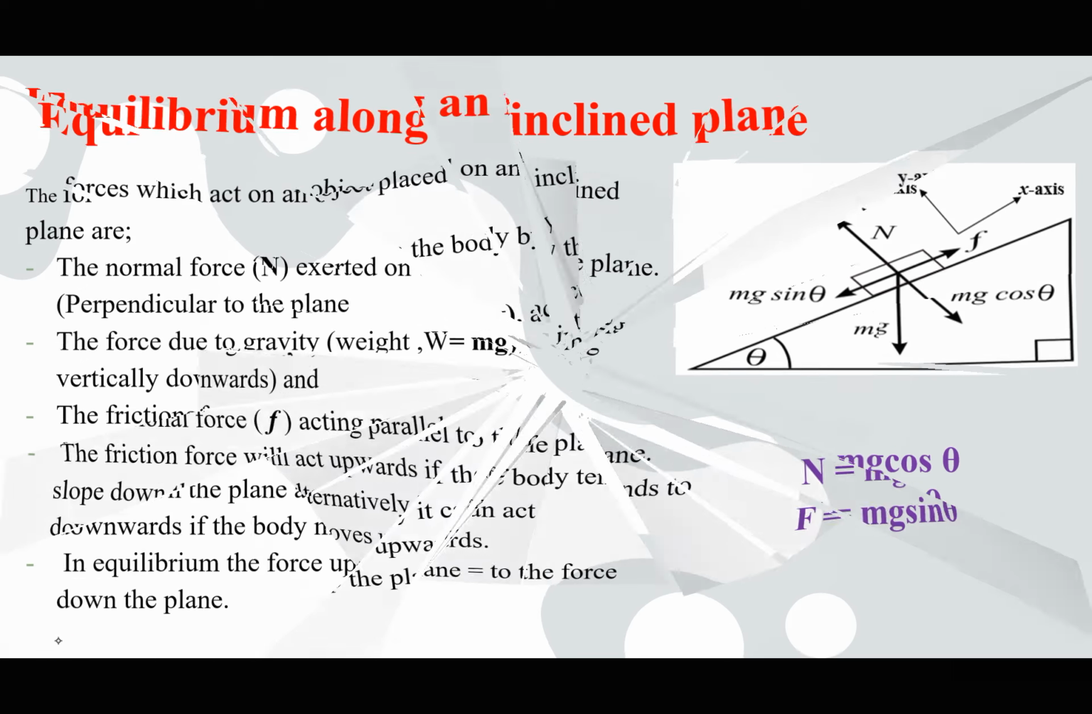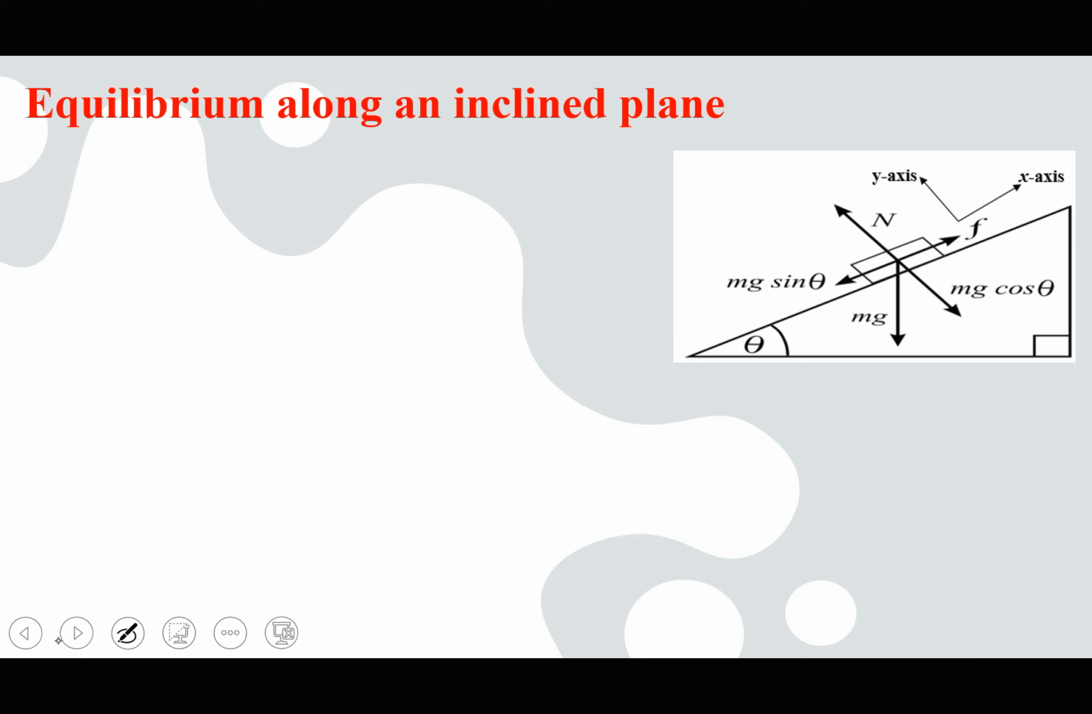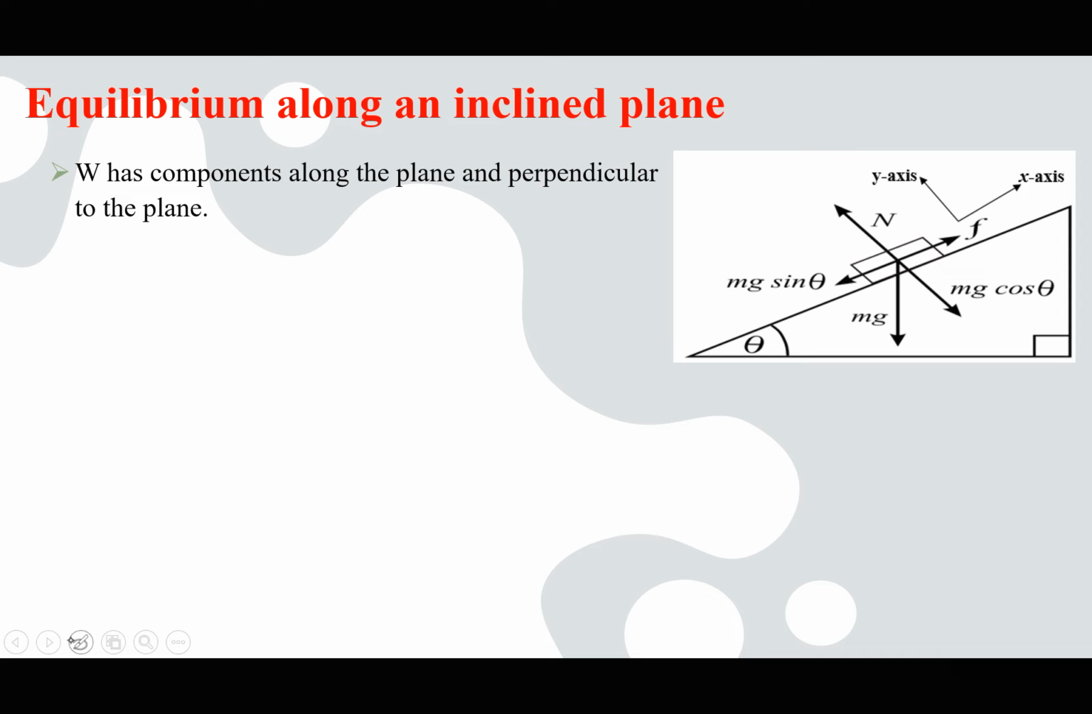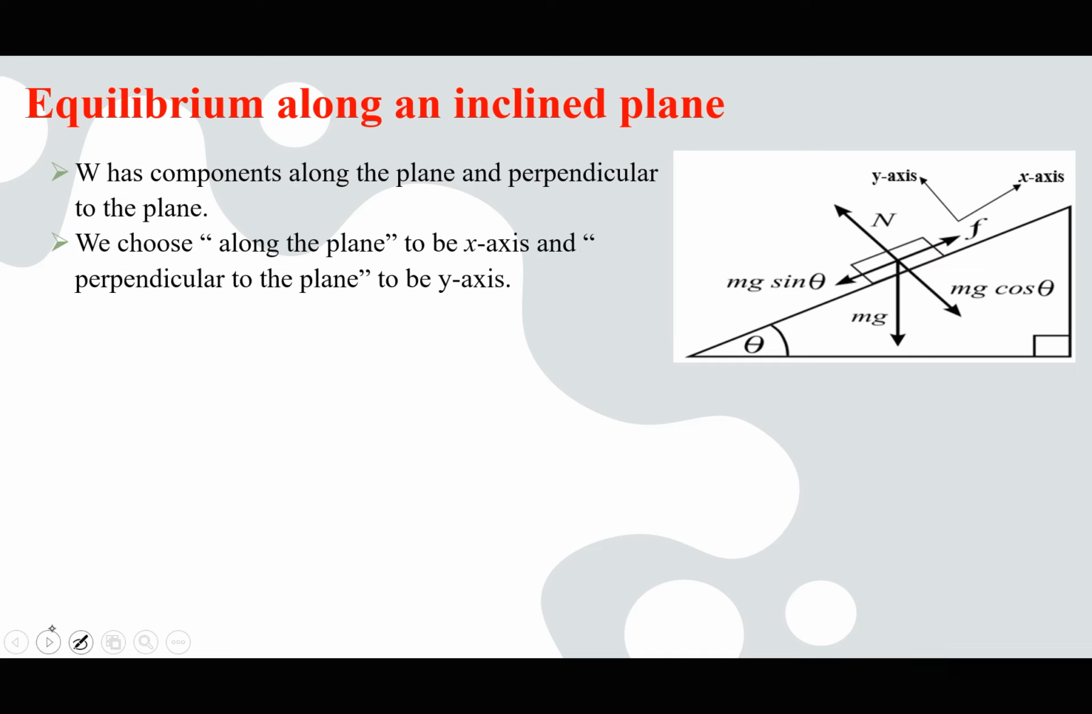So we are still exploring equilibrium along an inclined plane, where we have now seen the forces which act. The weight W, like I have mentioned, has a component along the plane, which is mg sine theta. We can choose along the plane to be the x-axis many times, and the perpendicular to the plane to be the y-axis.